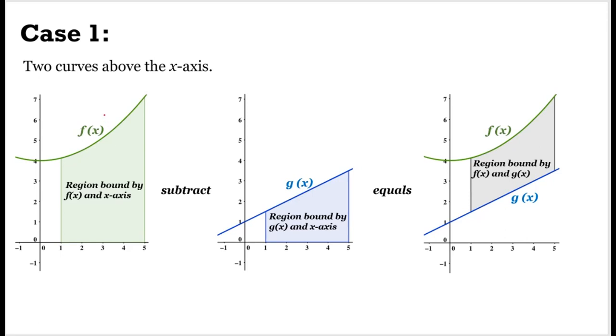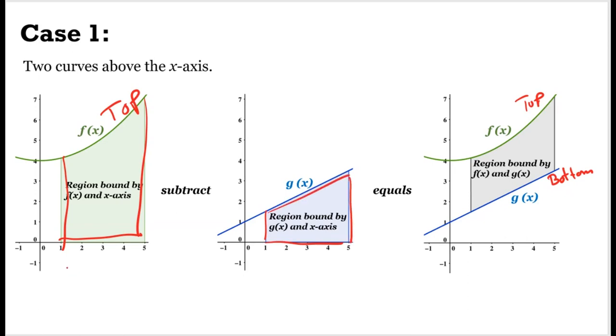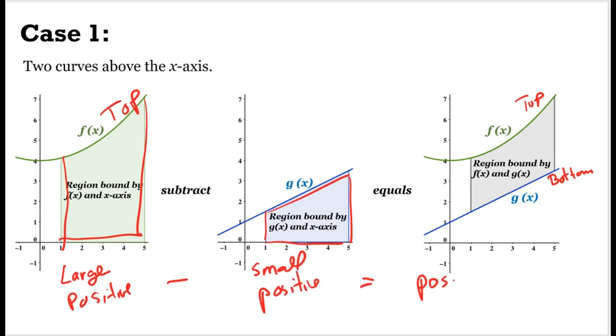So here's our top curve and our bottom curve. And if we look at our top curve here, we see that this has the bigger positive area. And we look at our bottom curve, it is the smaller positive area. So a large positive number, subtract a small positive number, gives us a positive result. This one should be straightforward, but we want to look at the other cases to show that, yes, the area between two curves will always be a positive result.